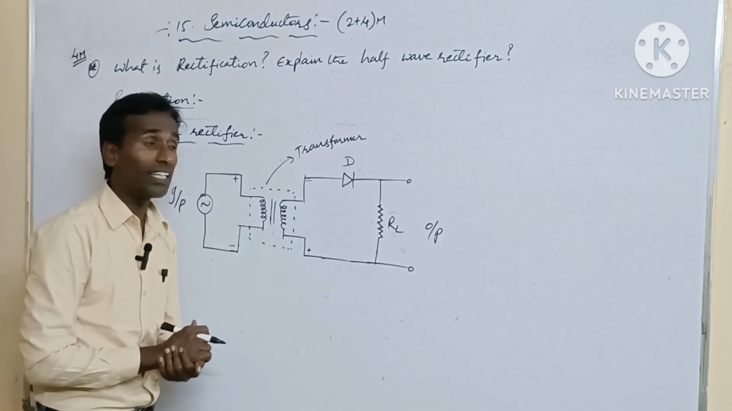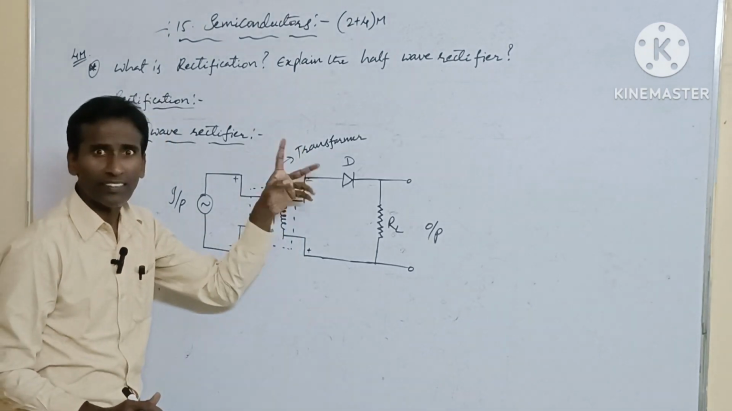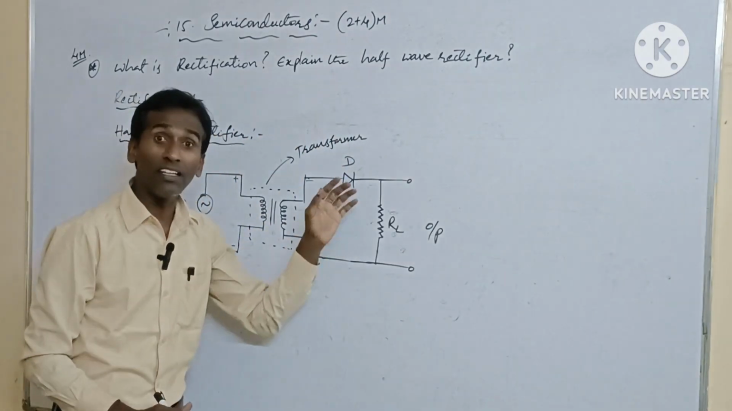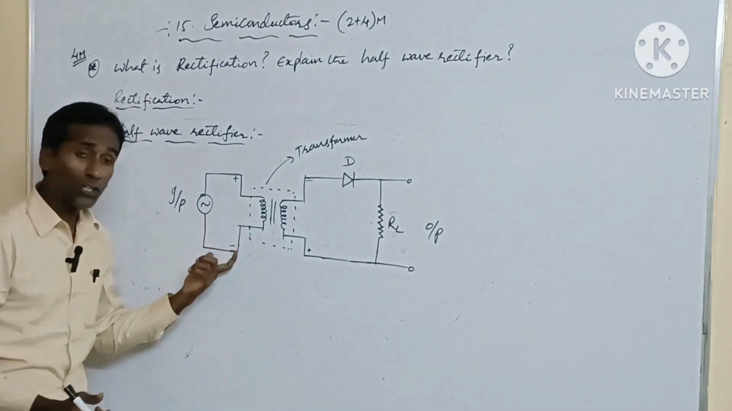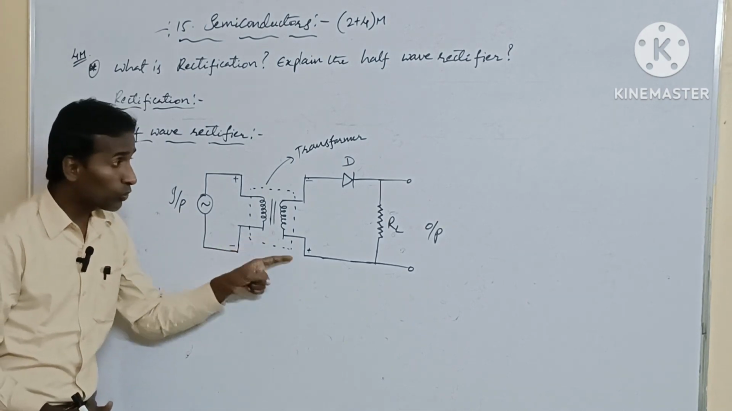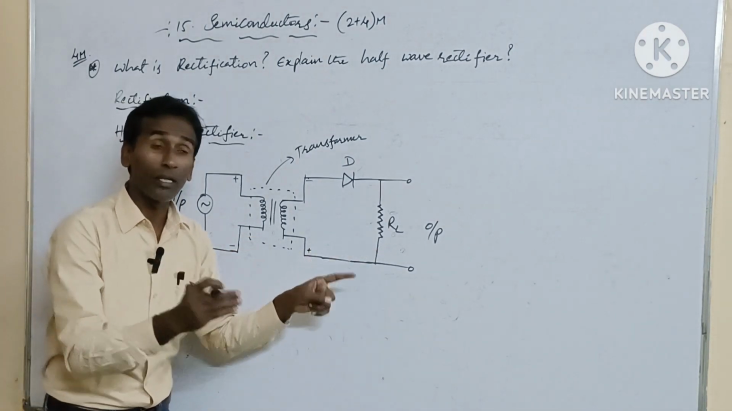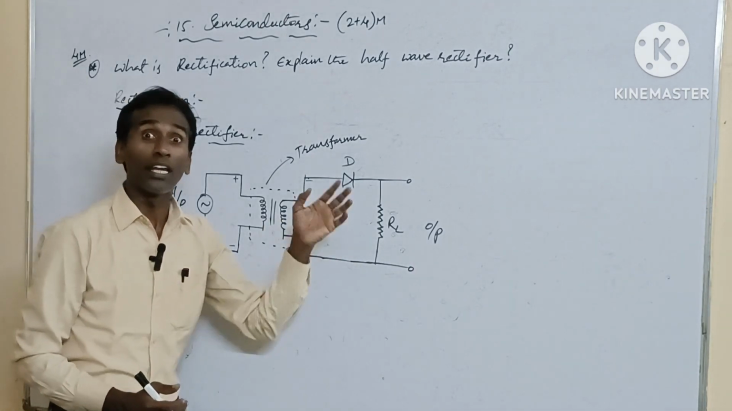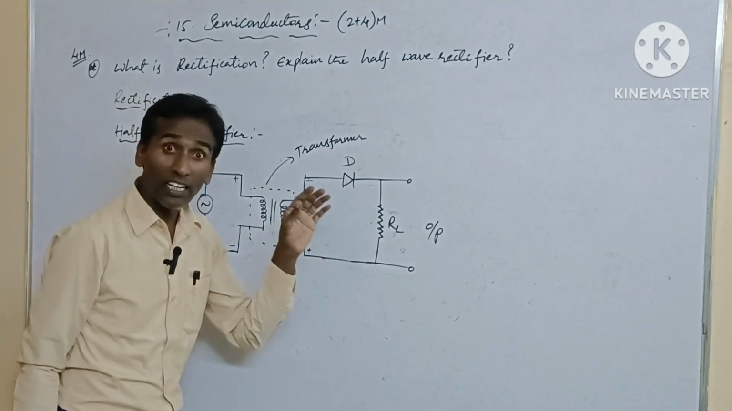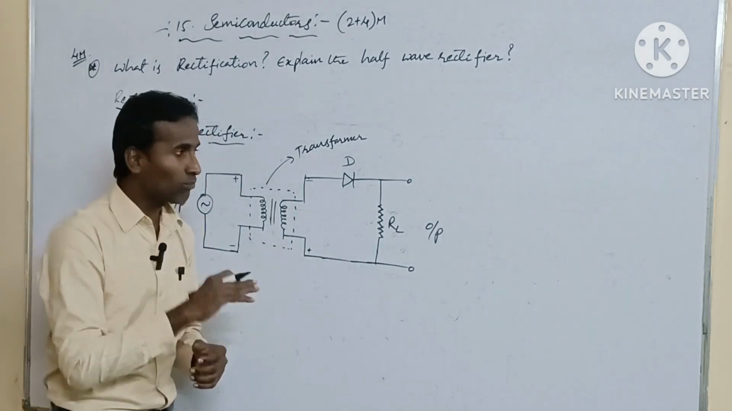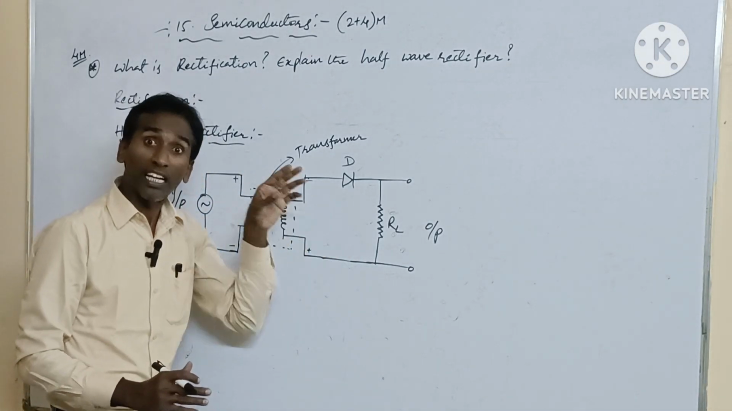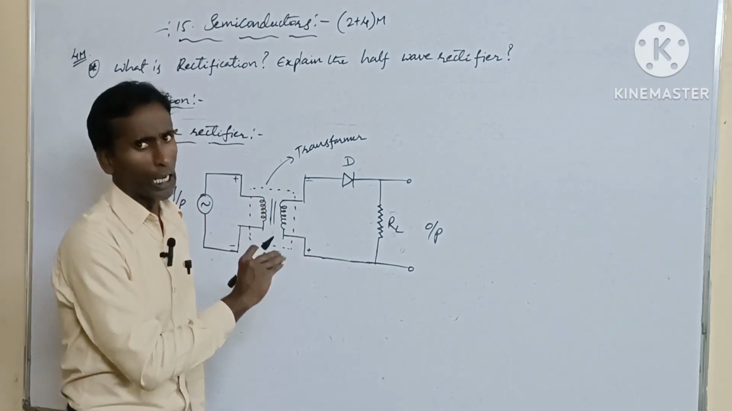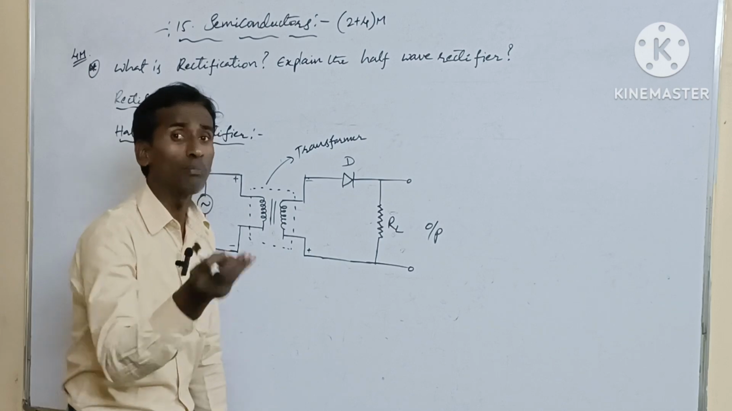So what can you understand here? It is a single diode. During the positive half cycle, current is passing, so D is in forward bias. During the negative half cycle, the diode is in reverse bias, and in reverse bias there is no current. That's why in the output graph it will be missing. The input graph is okay, but the output graph is missing here.